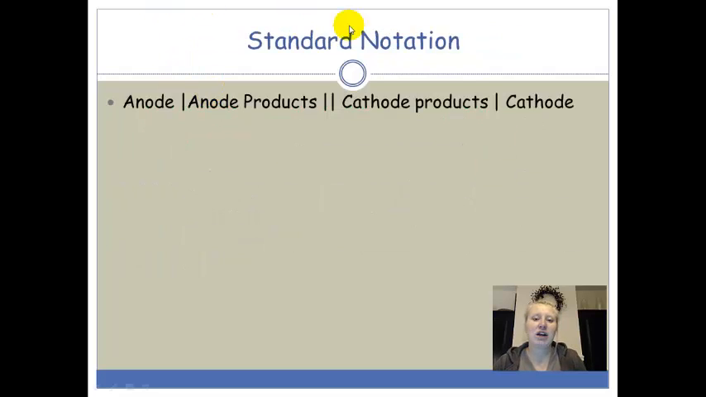Now, we can write half cells in an abbreviated form. So if we were to write a half cell, we would write the metal anode, dash, the anode products, so what you're forming at the anode, 2 dashes, the cathode products, or the reduction products, dash, the cathode metal.